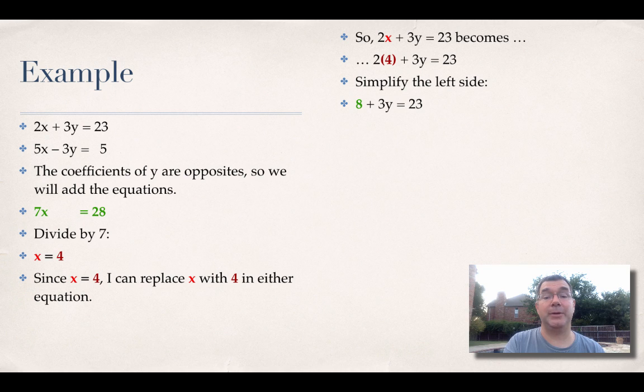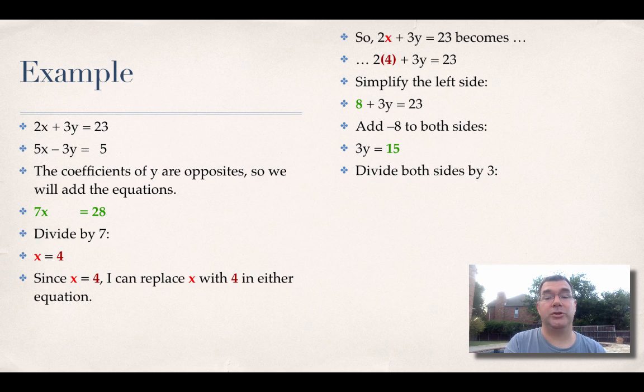And now it's a multi-step equation. I'm going to add -8 to both sides, and I get 3y equals 23 minus 8, which is 15. And the last thing I need to do is divide both sides by 3, so that the 3y becomes a y and the 15 becomes a 5.